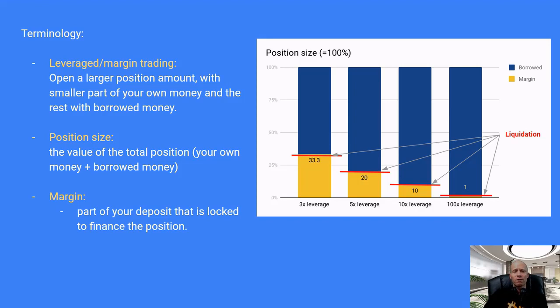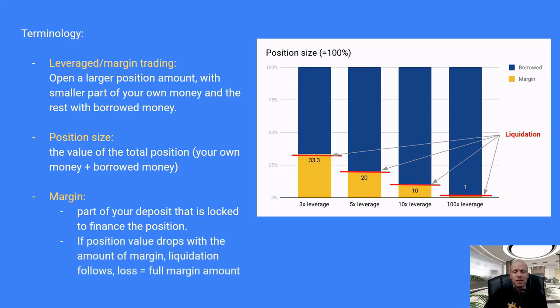The margin is that part of your deposit that is locked to finance the position. If the position value drops with the amount of the margin, liquidation follows and the loss is your full margin amount. As you can see here in the picture, this is your total position size, and with 3x leverage, your margin is 33.3%, and liquidation will occur around here when the value of your position has decreased with 33.3%. On 5x leverage, your margin would be 20%, and at a 20% loss your position will be liquidated. All the way to 100x leverage where your margin is only 1% and the rest is borrowed money.